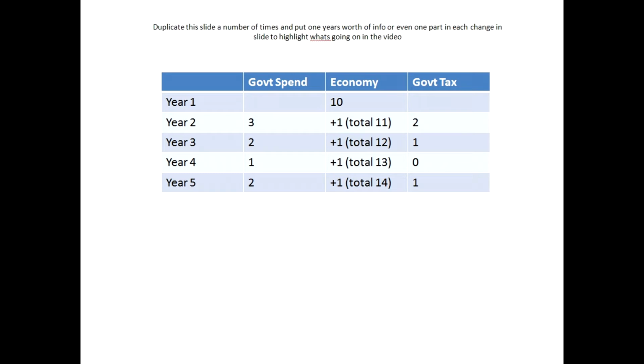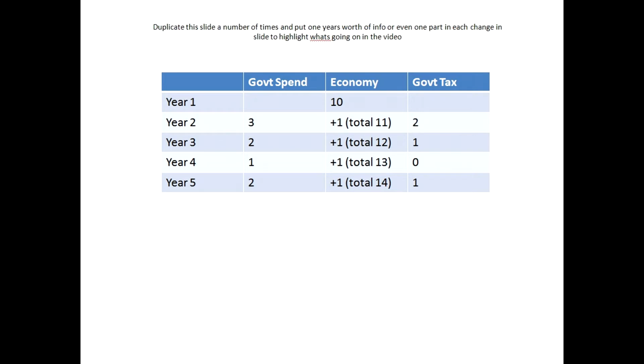In year 3, it looks like we've got a Liberal government in, because they have cut the taxes from 2 down to 1, but they also cut the spending down from 3 to 2. But again, that gives us another +1 for our economic growth. Year 4, again, there's still another Liberal government. We're going to cut taxes again down to nothing this time, and we're going to spend only 1 unit of money. Again, we get our +1 that we needed.